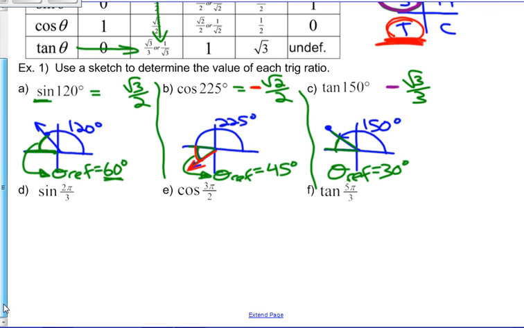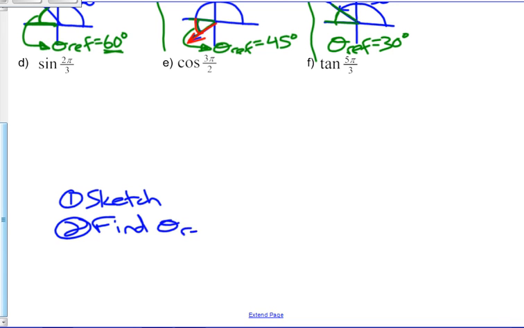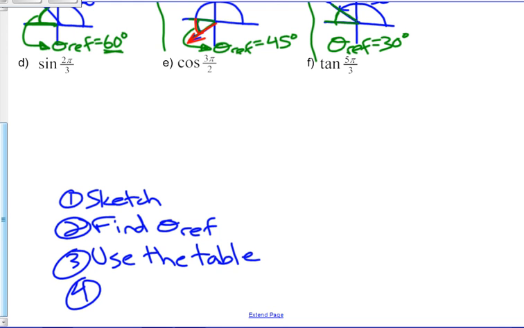Okay, so the basic idea here is that we're going to sketch. I'll just write this down below. Sketch. Find theta ref. Use the table. And check ASTC for positive or negative.